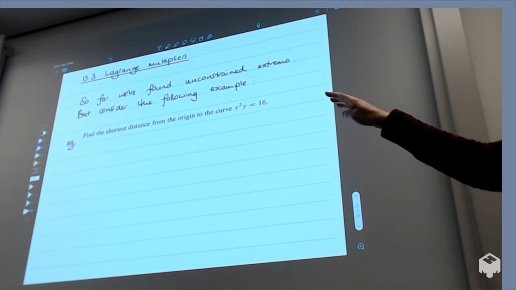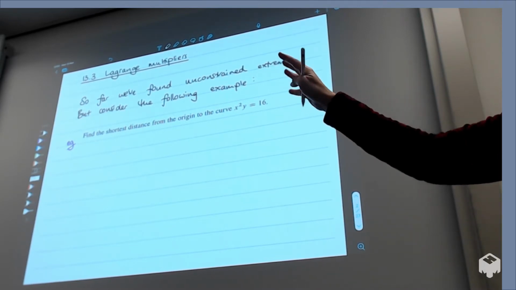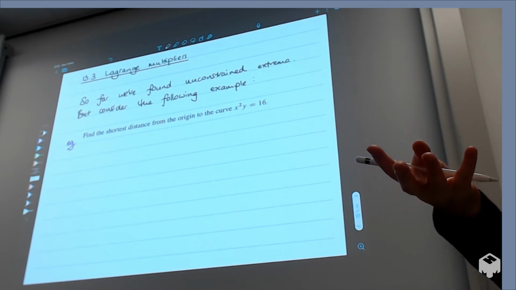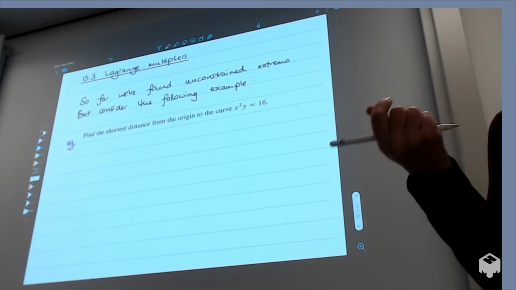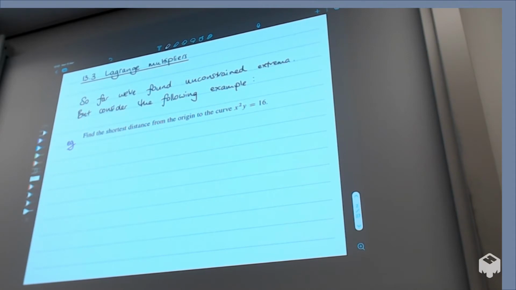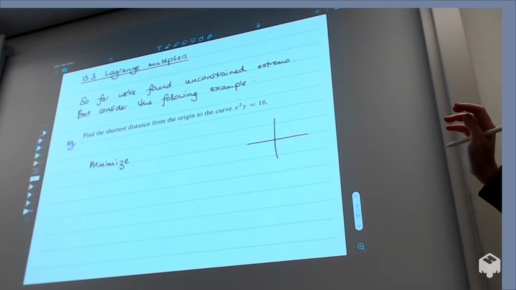So if we wanted to write this mathematically, what is the thing that we would want to solve? Well, we want to minimize the distance. So we know that we're on x squared y equals 16. So at the moment, we're just thinking in 2 dimensions. We've got some function x squared y equals 16 on the plane there, and we're wanting to minimize the distance to the curve.